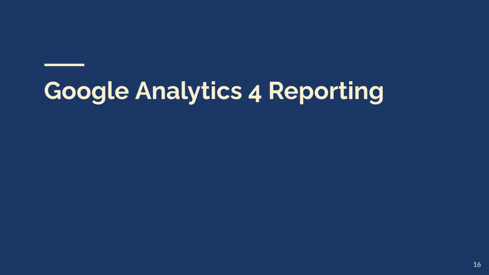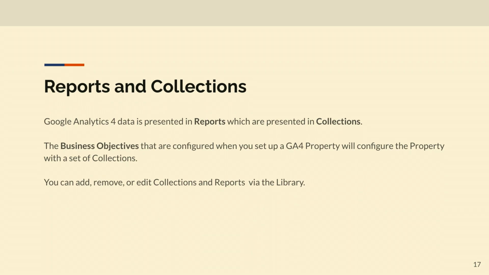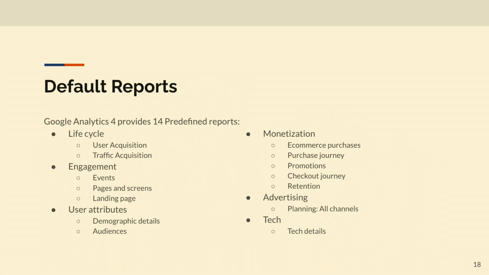So let's talk about some reporting. From a nuts and bolts perspective, when you first log into Google Analytics, you'll find a few different pieces. But at its base, you have reports and collections. Reports are individual reports, and collections are groups of reports. If you configure business objectives when you're setting up your property, you're going to get some collections related to those business objectives. If you don't, you'll get different stuff. You can add and remove collections and reports via the library.